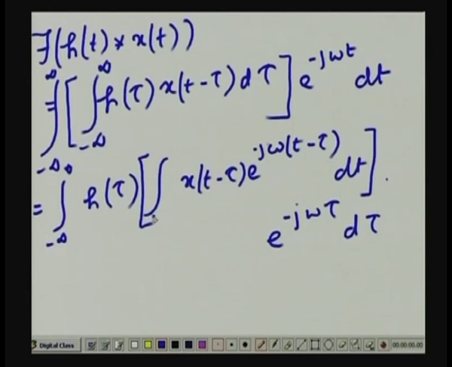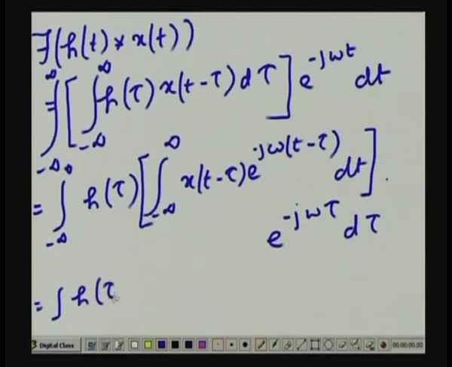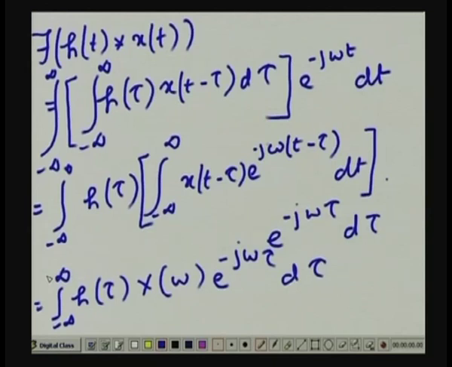Now, let us find what this inner integral means. From the definition of Fourier transform, this inner integral is nothing but the Fourier transform of x t. So, this expression is equivalent to h of tau X of omega e to the power minus j omega tau d tau, where this integration will be taken over tau from minus infinity to infinity. Now, because this X omega is independent of tau, I can take out this X omega from this integral.